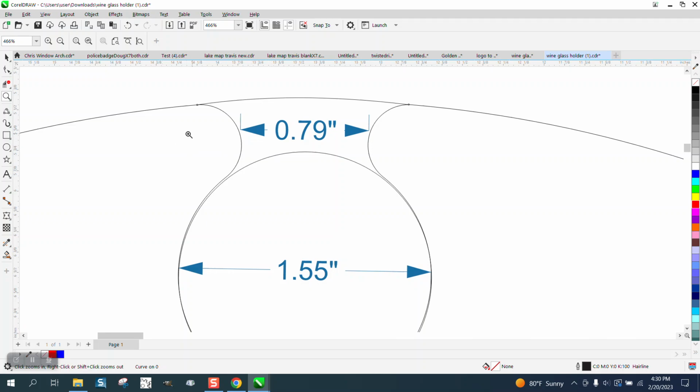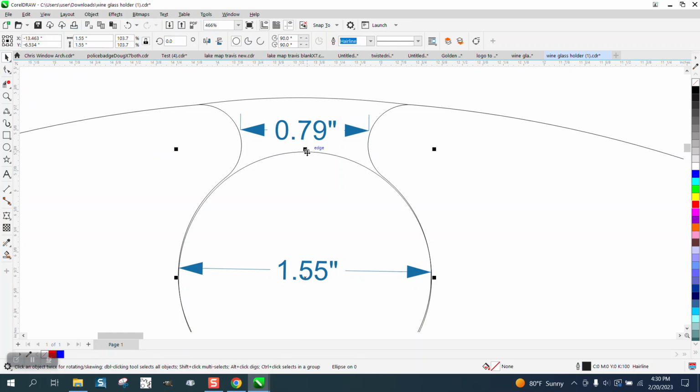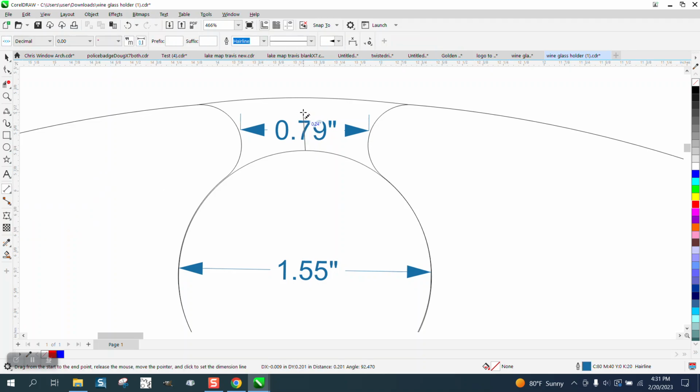You could actually bring that circle back in because I might be a little bit high there, but for the video, that's good. And now I'm going to measure with the parallel dimension tool from the top of this circle. You know what? I'm not quite at the top. There we go. From the top of this circle to the top of that line is 0.33.